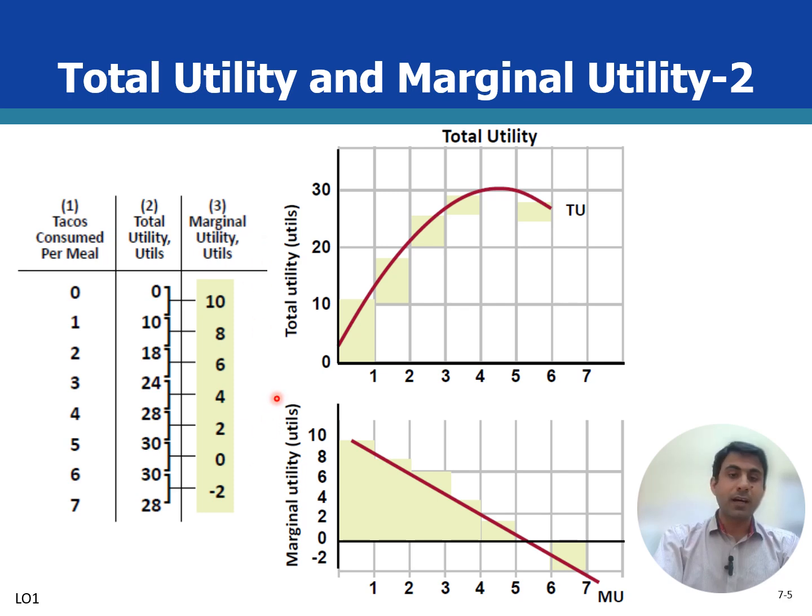If we have to calculate the marginal utility, that's just the change in the total utility due to the change in consumed items. So the first item gives 10 utils. For the second item, we have to see how much is the change in the total utility. The total utility increased from 10 to 18, so the second unit consumed gives 8 utils. From the second to the third, the total utility increased from 18 to 24, so the third unit gives us 6 utils. So every extra unit's marginal utility is less than the previous unit.